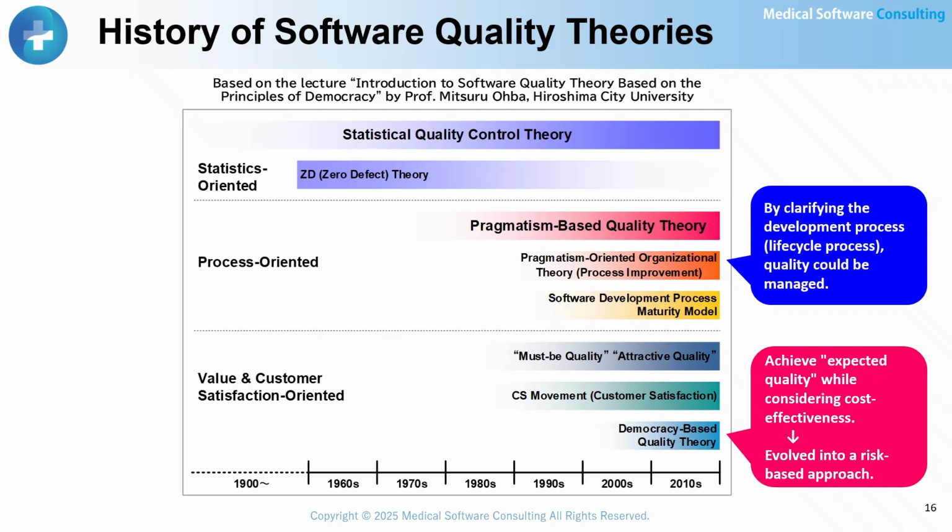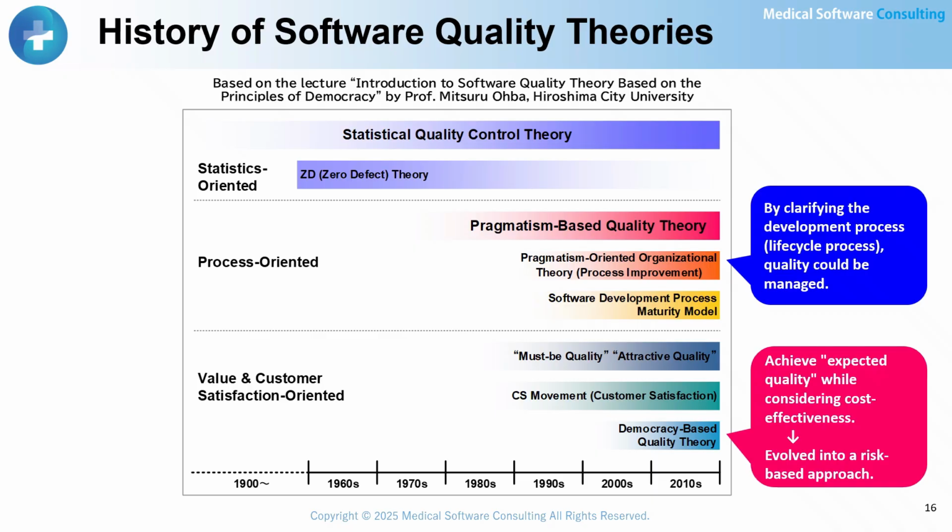Meanwhile, in Japan's history of software development, there has long been an emphasis on value and customer satisfaction. Concepts such as must-be quality and attractive quality represented a quality theory that placed the spotlight on product value and customer satisfaction. This way of thinking connects closely with the risk-based approach in IEC 62304, which requires reducing risks to an acceptable level.